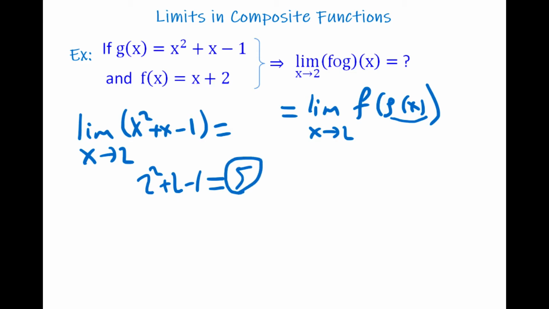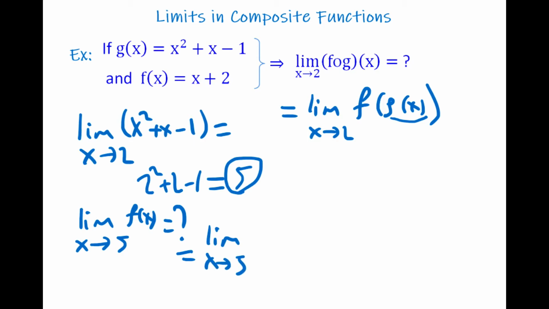For the rest, what we're going to do is limit when x goes to 5, what is the limit of f of x. So this is what we're going to do. And then this is equal to, guys, f of x is already x plus 2. So we're going to have a limit when x goes to 5, x plus 2 is going to be basically just 7, guys. This is the common way that we solve limit questions in composite functions.